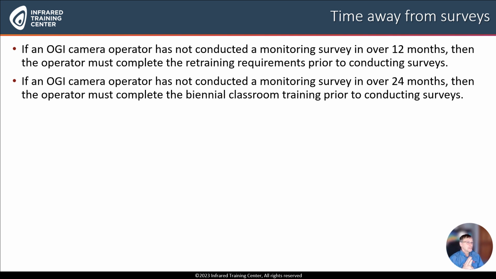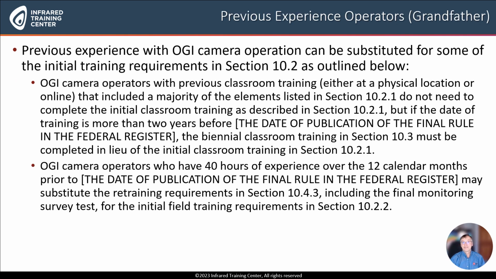So also, if you haven't conducted a monitoring survey in over 12 months, then the operator has to complete the retraining requirements prior to conducting surveys. So life happens and you're off the job for a month or a year or so. Then you come back. You've got to go back to the retraining requirements. And if you've not conducted a monitoring survey in over 24 months, you have to complete the biennial classroom training, that training that happens every 2 years, prior to conducting the surveys. Okay, so make sure you refresh yourself.